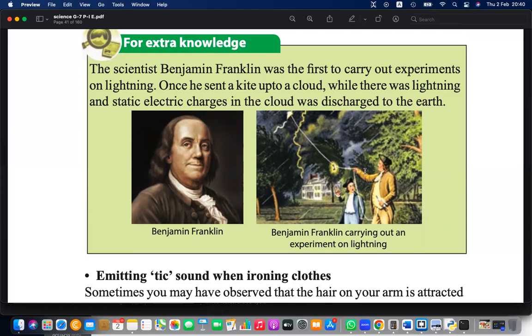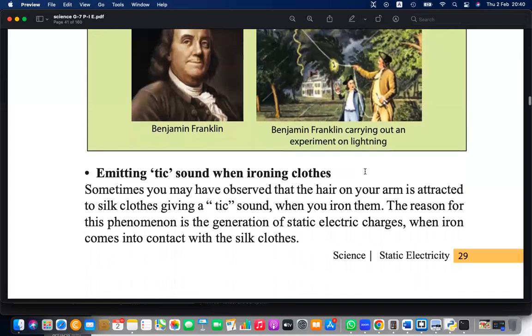It discharged to the ground. So he is the first one. Okay. So another thing is the tick sound emitted when ironing clothes.